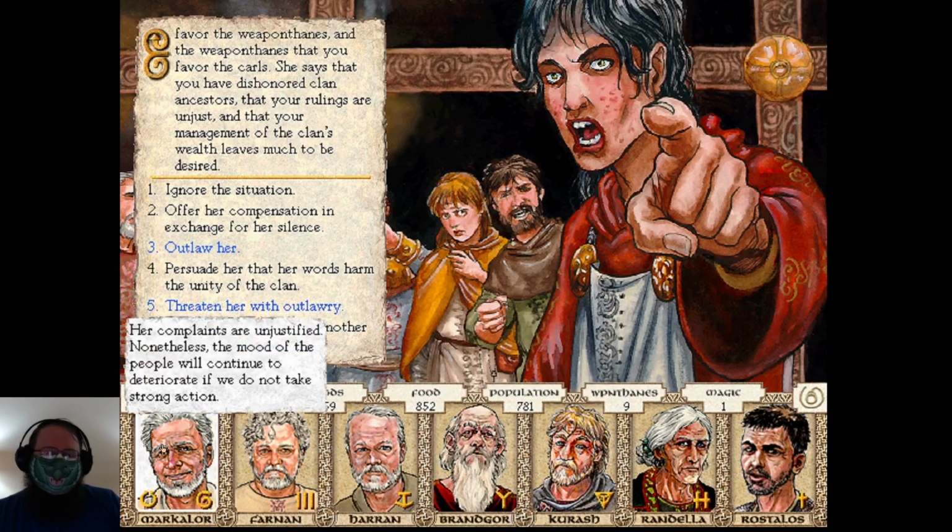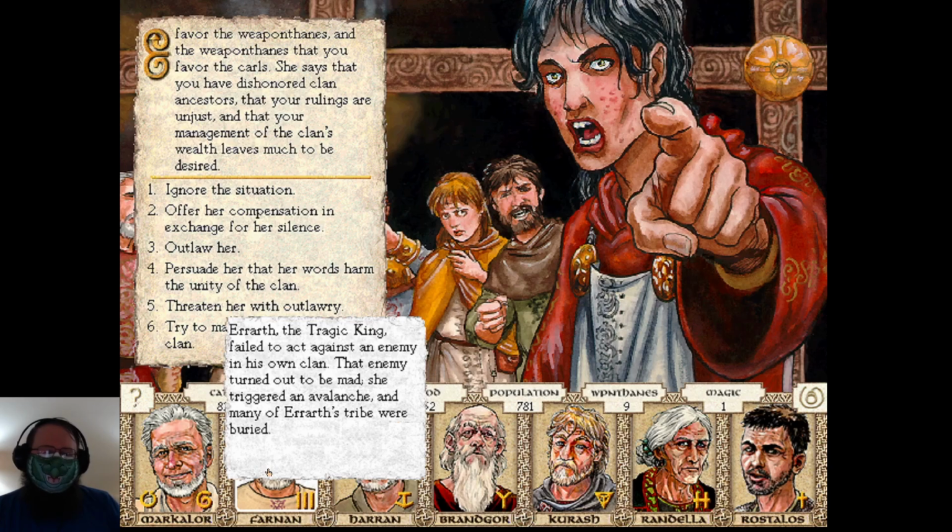What does our actual leader say? Her complaints are unjustified. Nonetheless, the mood of people will continue to deteriorate if we do not take strong action. So either outlaw her or threaten her with outlawry. So either do it or threaten it. One or the other.